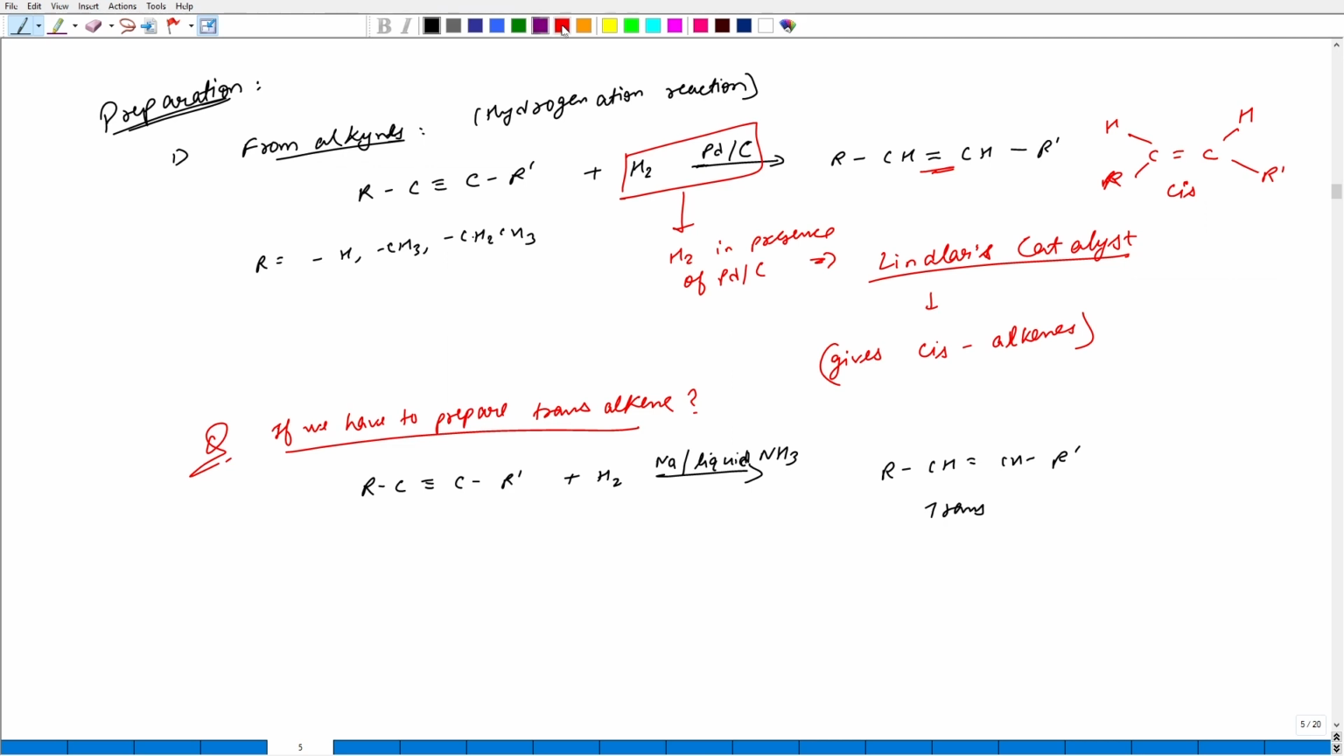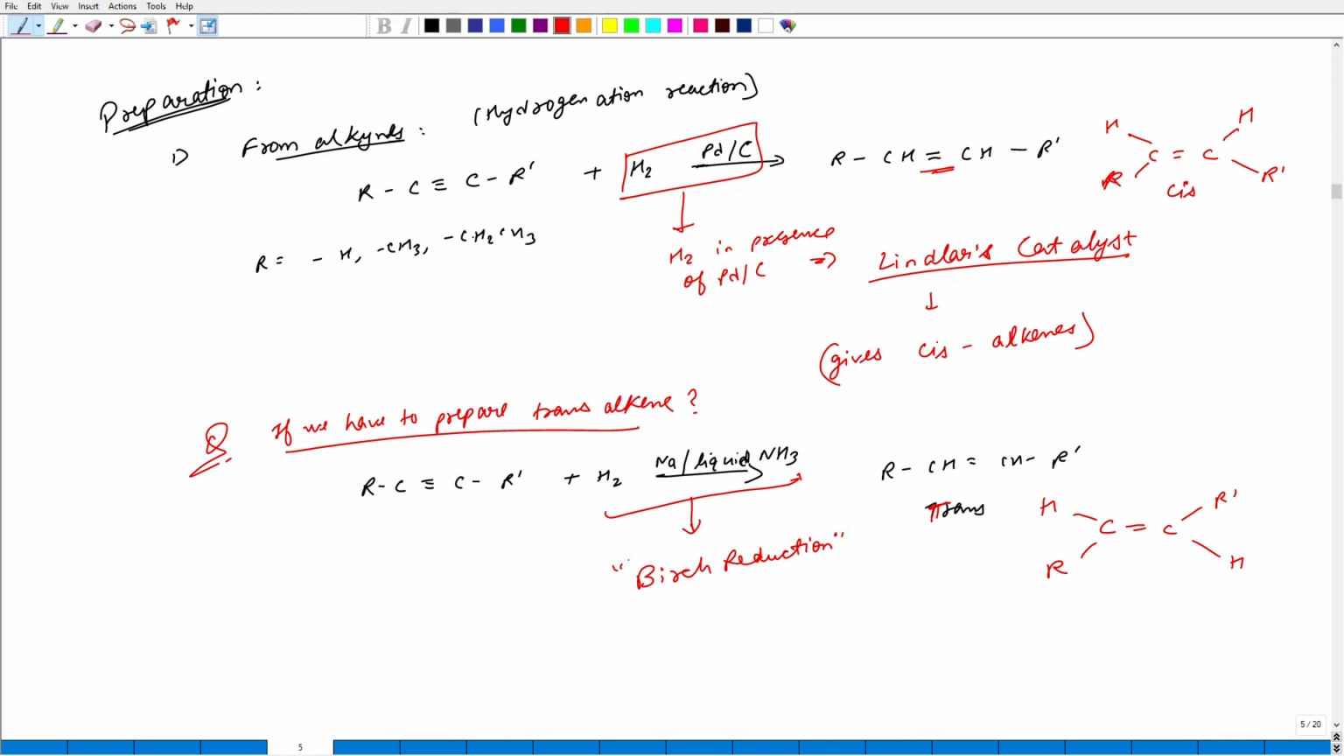How will the trans alkene look? C double bond C, and the hydrogens are trans to each other. Again, this R and R dash can be hydrogens or can be any other methyl group, ethyl group or something. And this will give the trans alkene. This combination of H2 in presence of sodium and liquid ammonia, this reaction is known as Birch reduction.